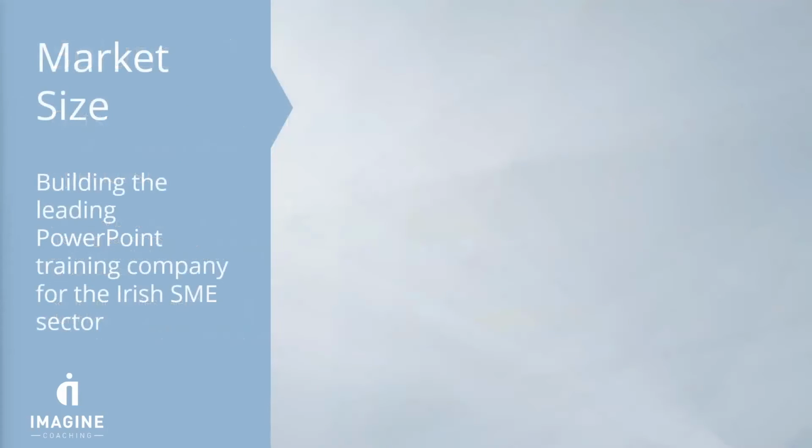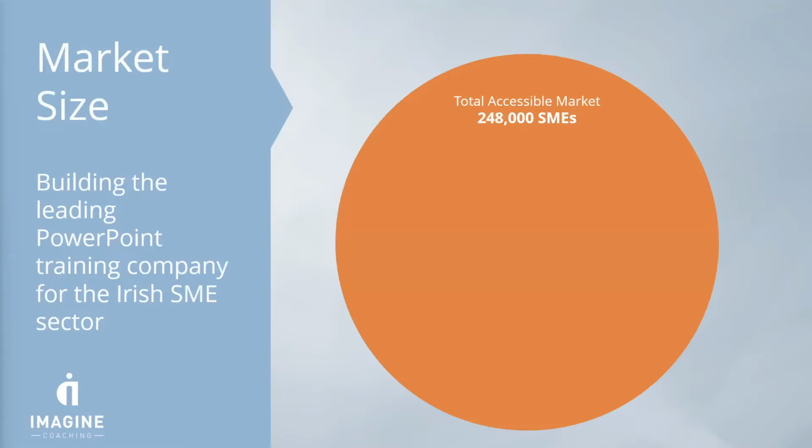So move on to the next one. The next one is market size. And I see quite a lot of these type of images where you would have the circles. So you have the total accessible market. This is real stats that I got from the CSO. There are 248,344 small and medium enterprises active in Ireland. I think that was in 2001.